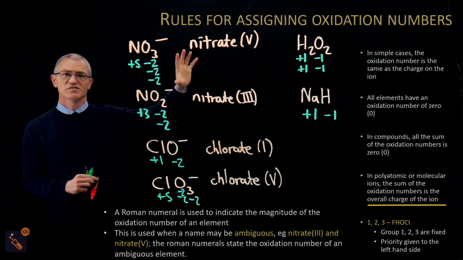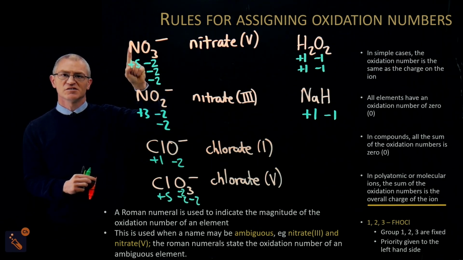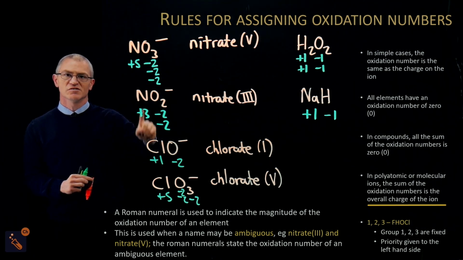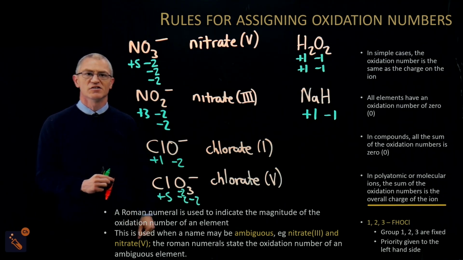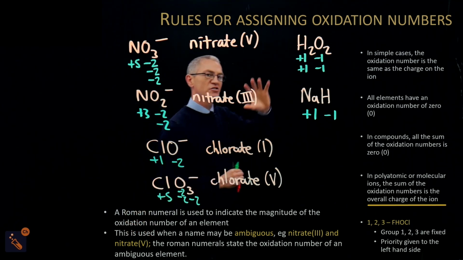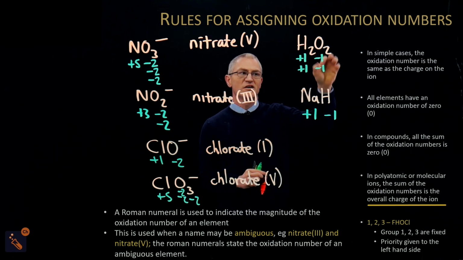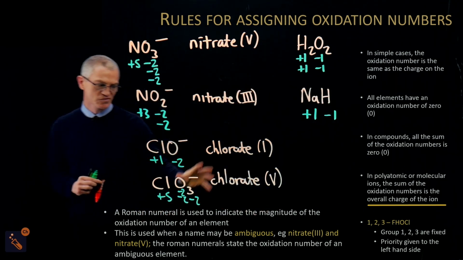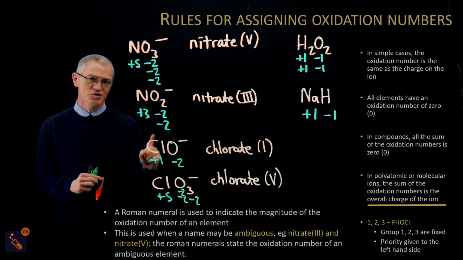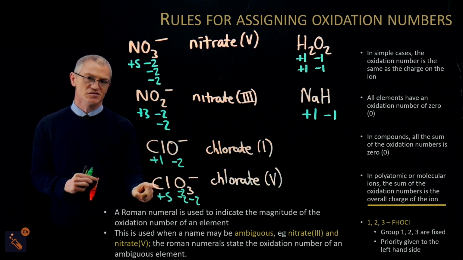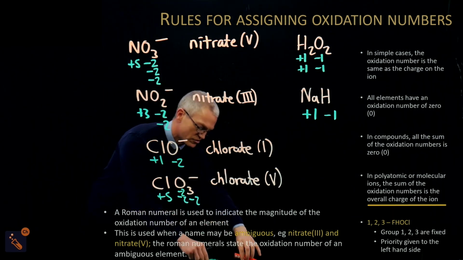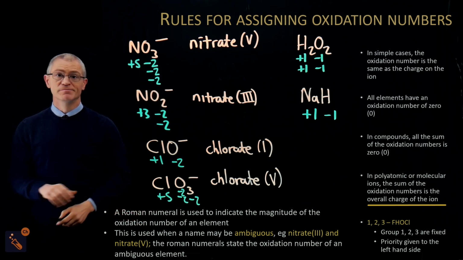So we've done 3 different examples on here. We've got the nitrates, which can have variable oxidation numbers on the nitrogen, which you now know from Roman numerals. You know what the oxidation number of the nitrogen is. We've then gone through our two other examples where you've got H2O2, a very uncommon oxidation number of oxygen, and sodium hydride, a very uncommon oxidation number of hydrogen. And then we've got our chlorates, where you can see the chlorine changes oxidation number from +1 to +5. Again, we've got our Roman numerals working there as well.